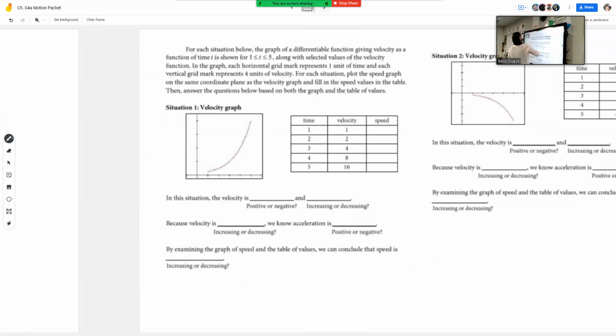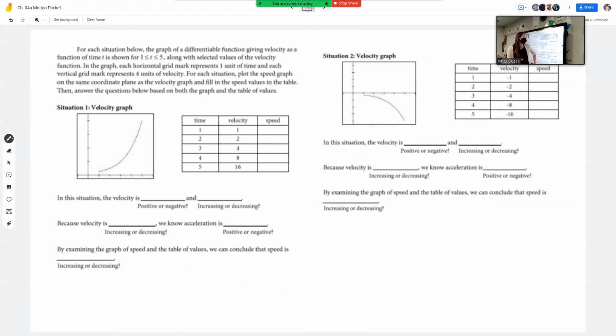So, ready? They just give us some situations. They say, what if velocity is positive, because it's above, and acceleration is positive? Velocity is positive and increasing. My speed is just going to be the exact same values, because the absolute value of positives are positives, no big deal. In this situation, my velocity is positive because it's above, and my velocity is increasing because it's going up.